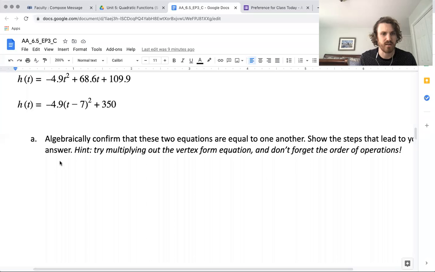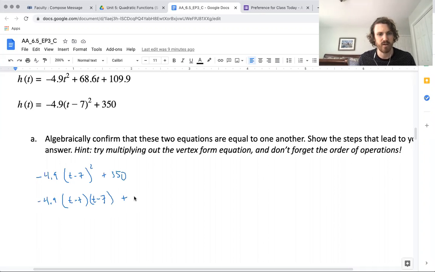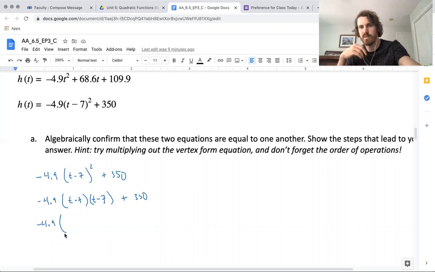It says, don't forget the order of operations. So that tells me that I need to do parentheses and exponents first. There's nothing really to do in the parentheses, so I'm going to do the exponent. I'm going to write this as 4.9 times (t minus 7) times (t minus 7), because that's (t minus 7) squared. And now I'm going to multiply those out. So I've got the 4.9, and now I'm going to distribute, multiplying t minus 7 by t minus 7.